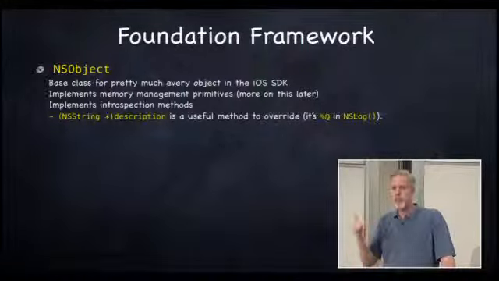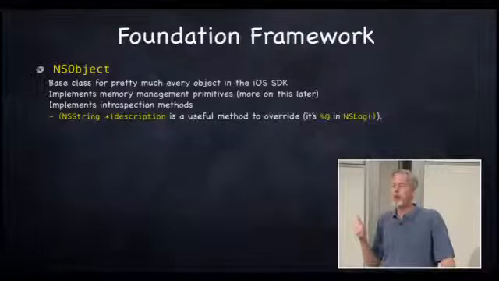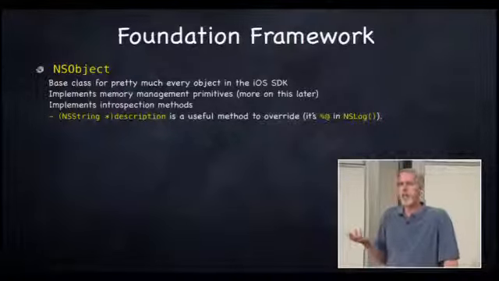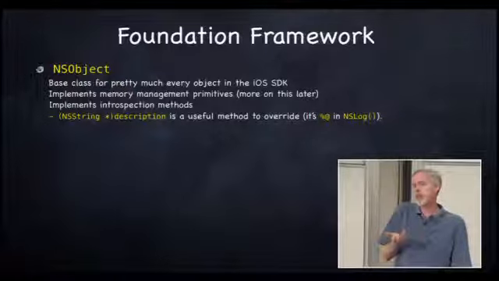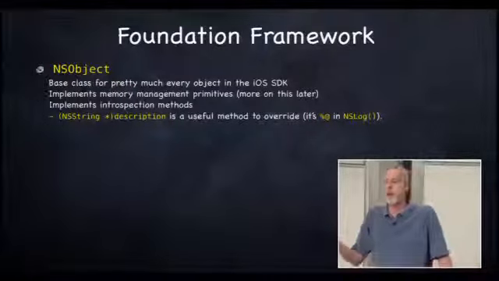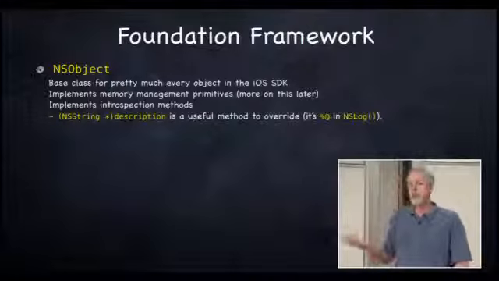Most objects like arrays and strings, they implement description for you, all the objects in the SDK. But if you have your own object like the calculator brain, you might want to implement description to print out the operand and the waiting operation or something like that so you can see what's going on in the log.